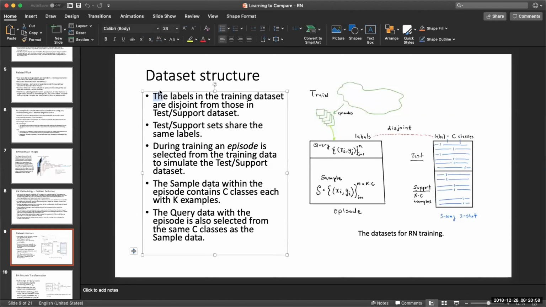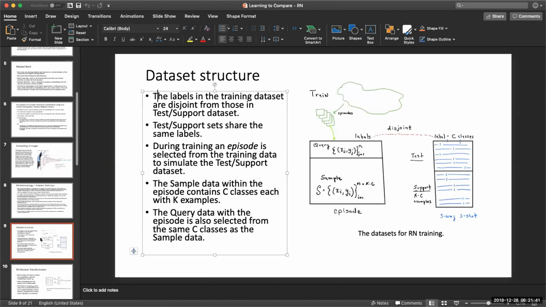So again, as I mentioned, the labels from the training set are disjoint from the test and support set. It typically might have many more labels than what the test and support set has. But the test and support set have the same labels. All right, so I'll move on.